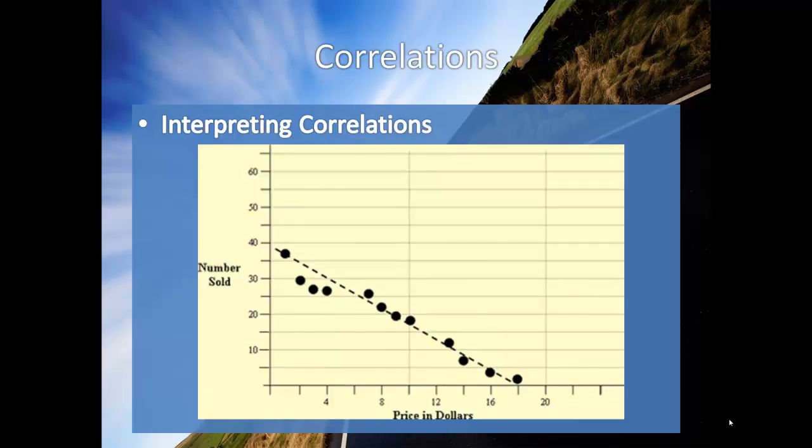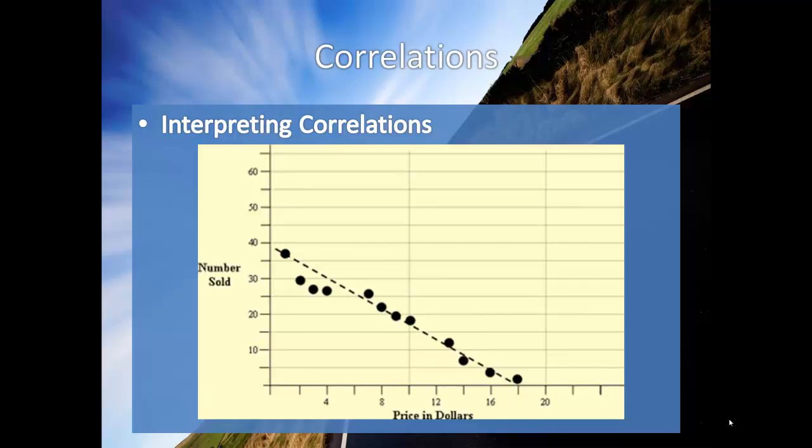Let's try another one. What is the relationship between cost and the number of sales? So what did you say? If you said it was a negative relationship, you'd be right. As cost increases, the number sold decreases. Said the opposite way, if the cost was lower, more would get sold.